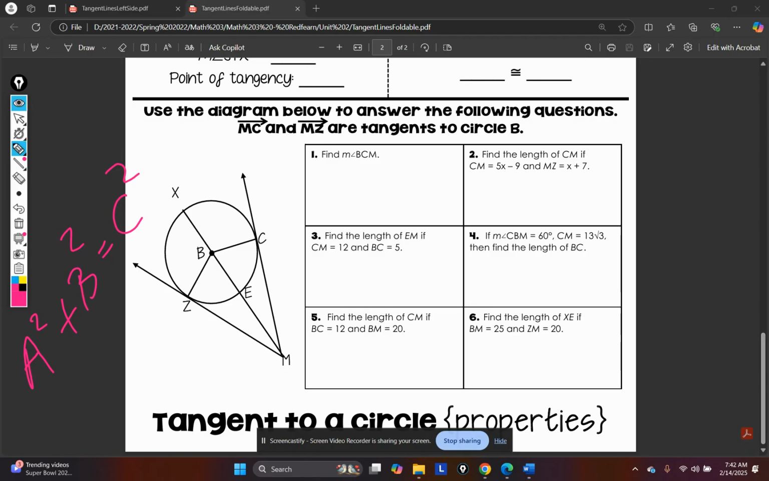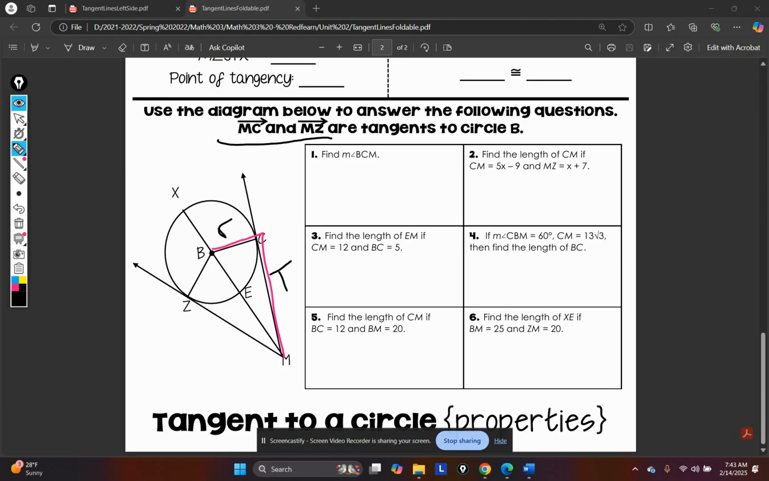Okay? All right. So, start with question 1. It says find the measure of angle BCM. Okay? BCM. That's the measure of the angle there. We can find the measure of that angle because we know that this right here is a radius and then CM is your tangent. We know it's a tangent because in the directions up here, it said MC and MZ are tangents to circle B.